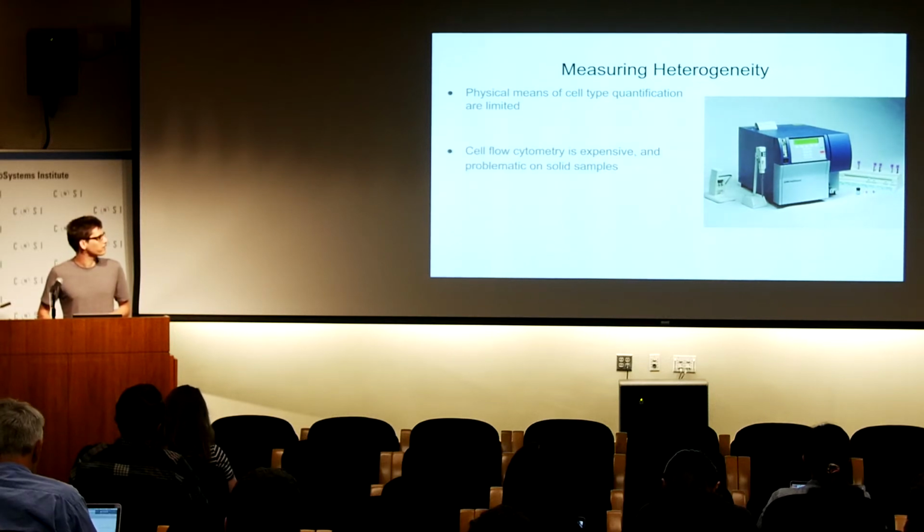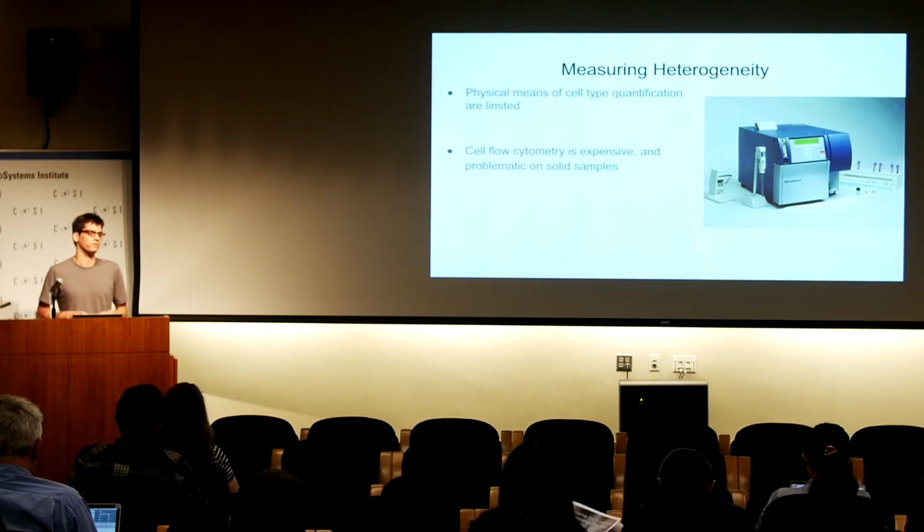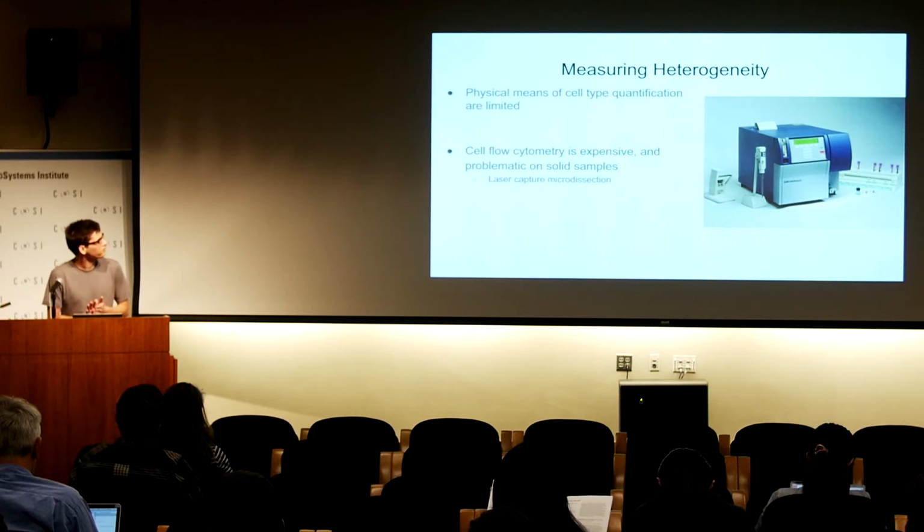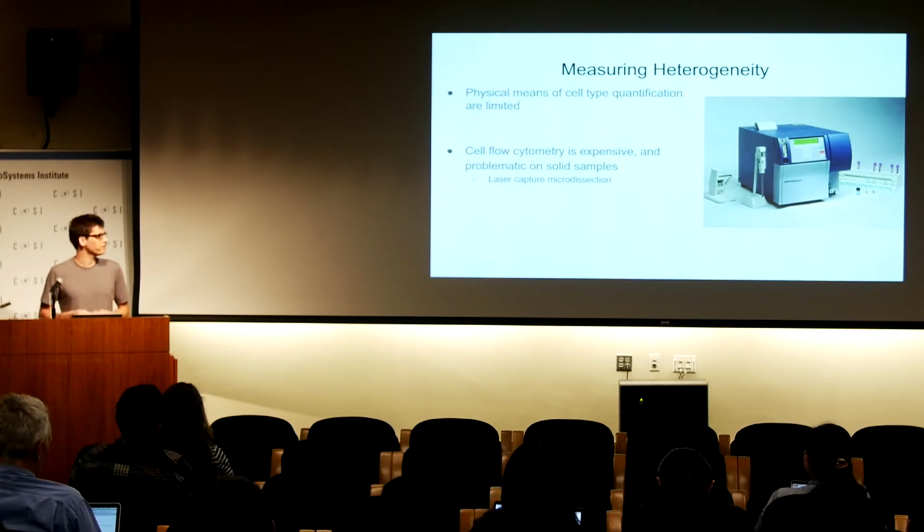One way of doing it is cell flow cytometry, like this machine on the right. But it's expensive, it requires some expertise, and it's also problematic on solid samples. It requires that you get a suspension of single cells, and on solid samples, it can sometimes be difficult to do that without damaging them. Laser capture microdissection falls in this category as well. You can get some pretty pure samples, but it's very expensive and slow and requires some real expertise.